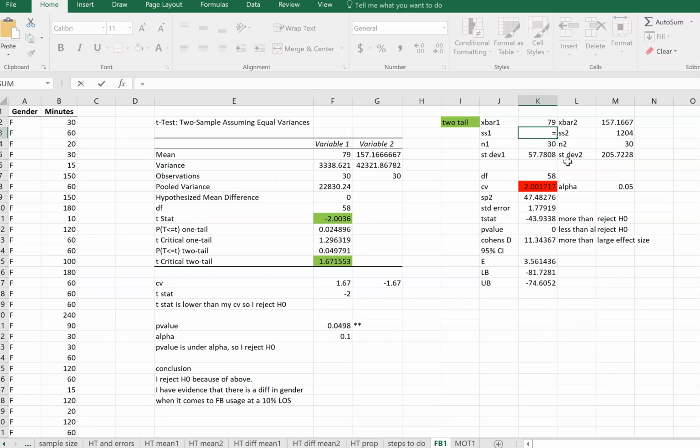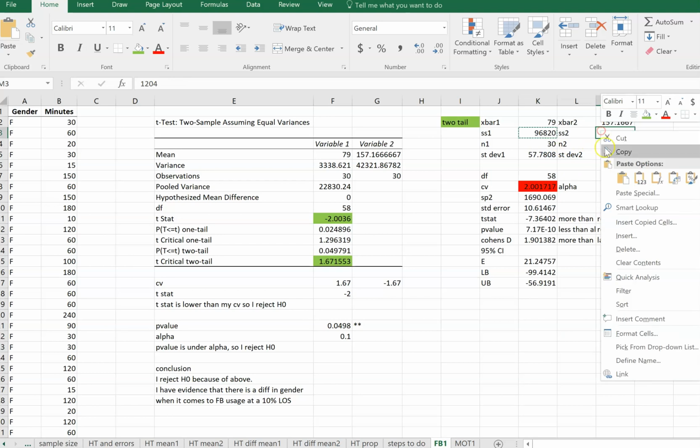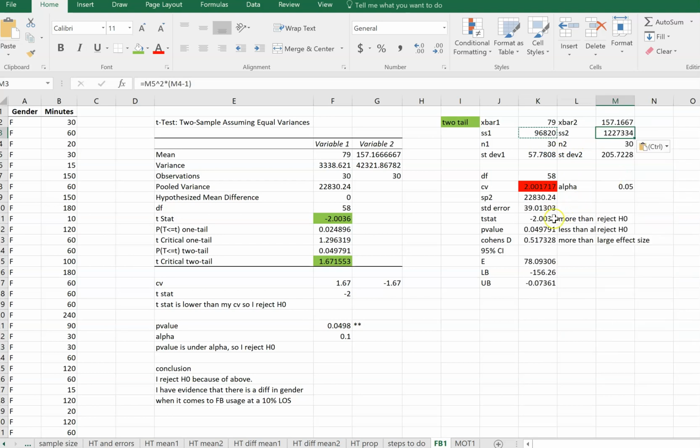The sum of squares is the standard deviation of the sample squared multiplied by the degrees of freedom of that sample, which would be n minus 1. That would be the formula, and I'm going to copy and paste that over here. And once we have that, notice what we get, a negative 2036. Oh, look, it worked beautifully.